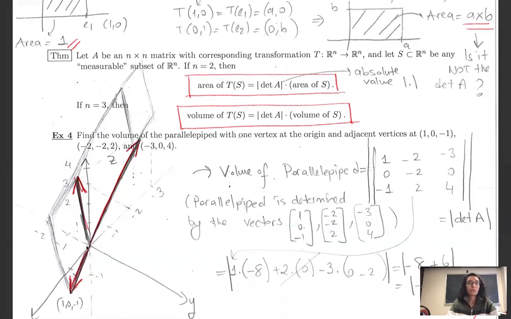So my parallelepiped will be determined with these three vectors, and in order to find the volume of a parallelepiped, we will always write these vectors as the columns of a matrix, and the determinant of this matrix will give us the volume of the parallelepiped. So these are the vectors given in this question, which determine my parallelepiped. So write them as the columns of this matrix and calculate its determinant.